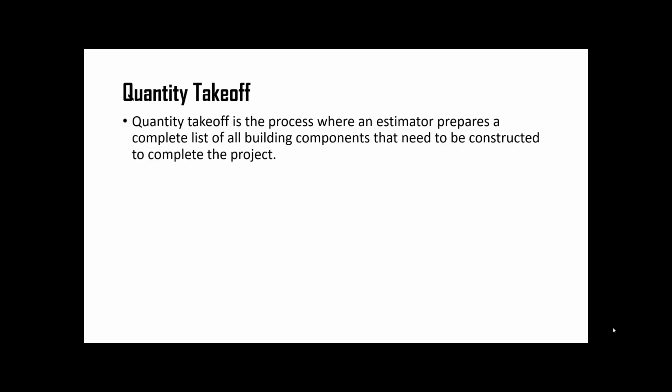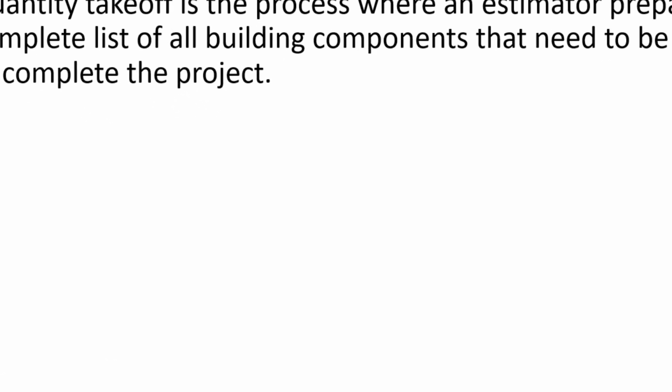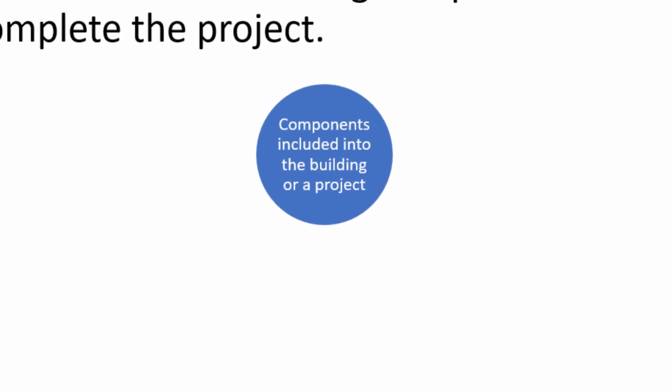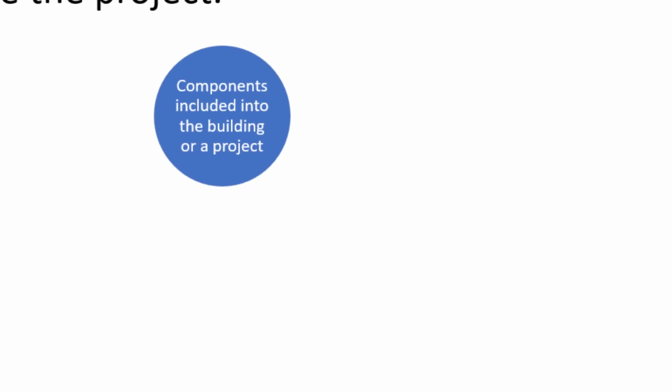So what is a quantity takeoff? Quantity takeoff is the process where an estimator prepares a complete list of all building components that need to be constructed to complete the project. So what comprises quantity takeoff? It has 2 main components. The first one includes the components that will be part of the building, like excavation, concrete footing, slab on grade. So these are the components that will be part of the building project.